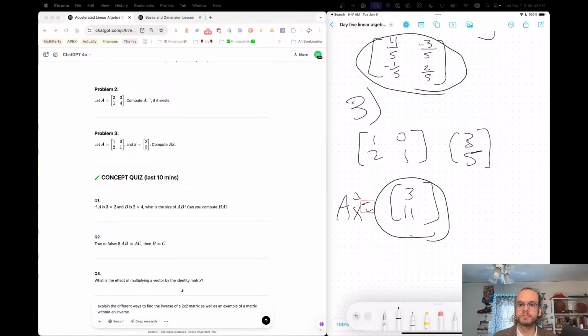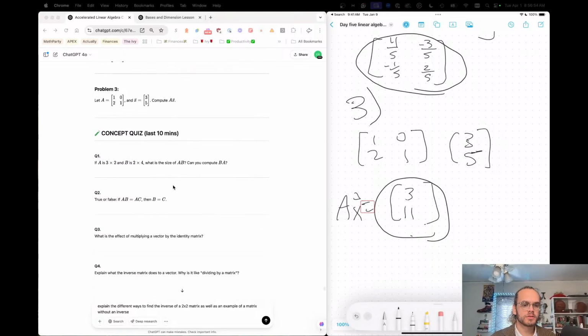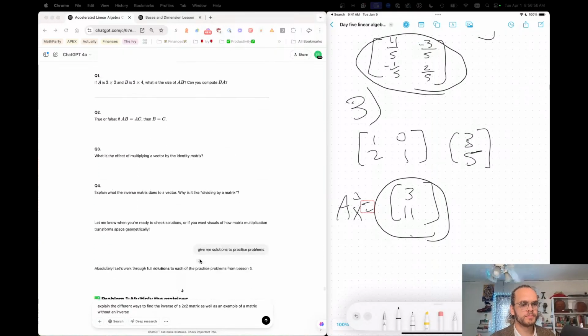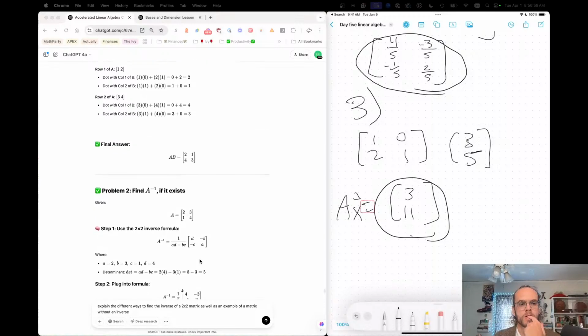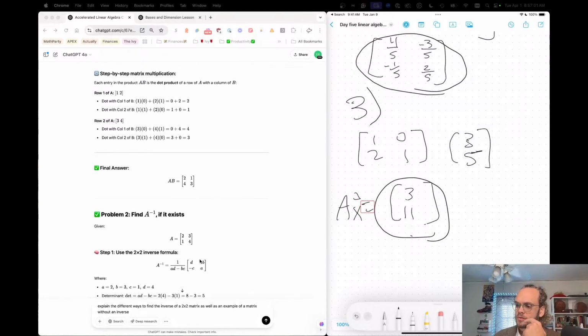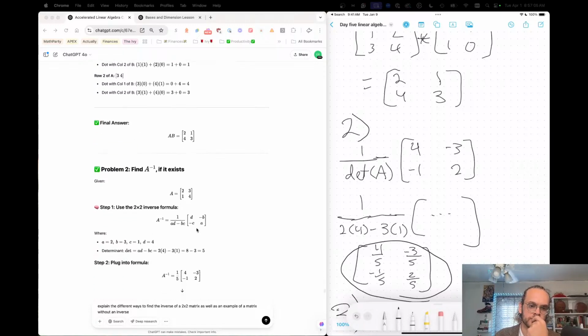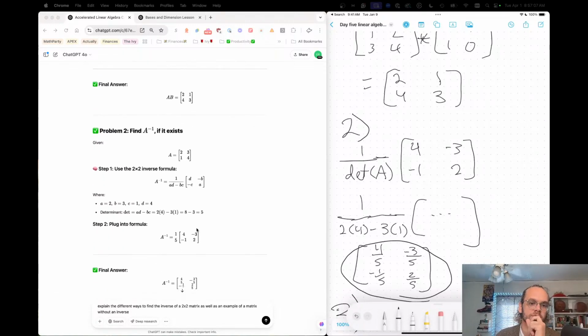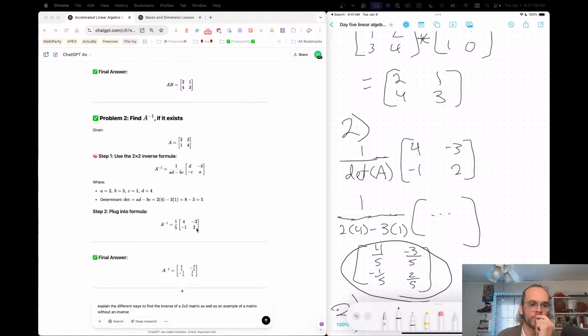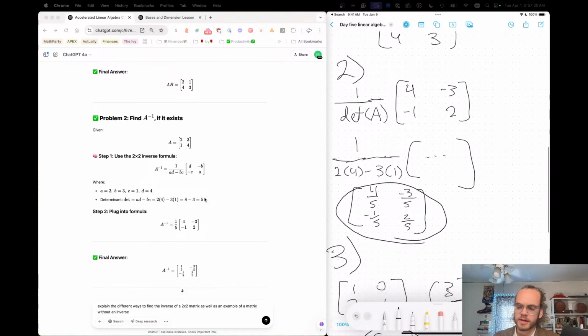All right, and let's go and see this. So the final answer to the first one, 2, 1, 4, 3, nice, I got it right. So I can use the inverse formula where I switch these and make these negative. The thing is, I don't like that because I don't understand why. But I did get the right answer, 4/5, negative 3/5, negative 1/5, 2/5.